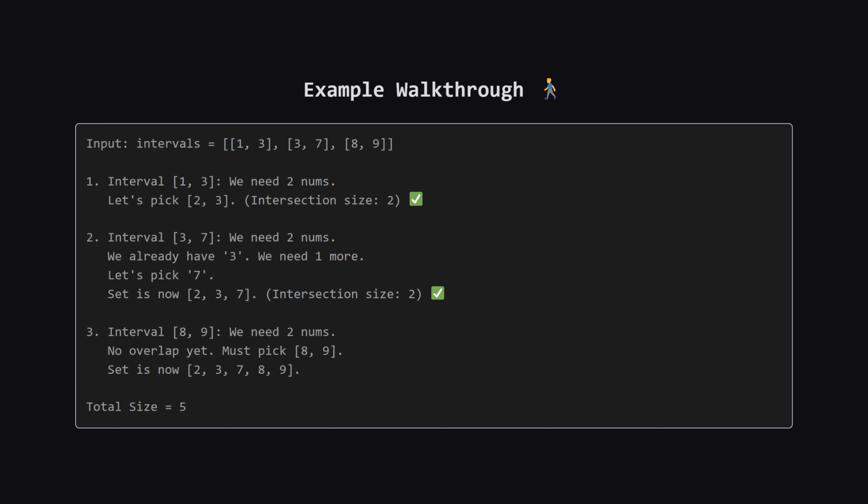Finally, look at 8 to 9. Our current set of 2, 3, 7 has 0 overlap with 8 to 9. So we're forced to pick 2 new numbers, 8 and 9. The final size is 5.